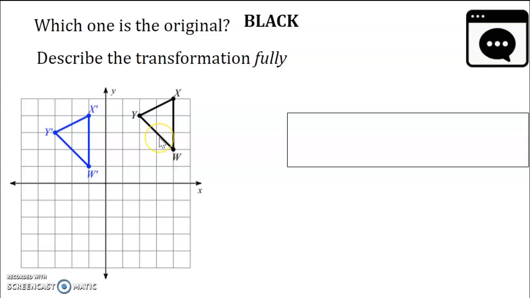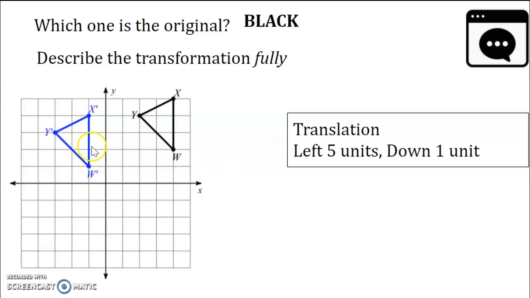Okay, is it reflection, rotation, or translation? Does it look like it flipped? Does it look like it turned? Or does it look like it just slid? Well, looking at the orientation, W is at the bottom here, W is at the bottom here. Y is on the left and X is on the right, Y is on the left, X is on the right. So it tells me this is a translation.